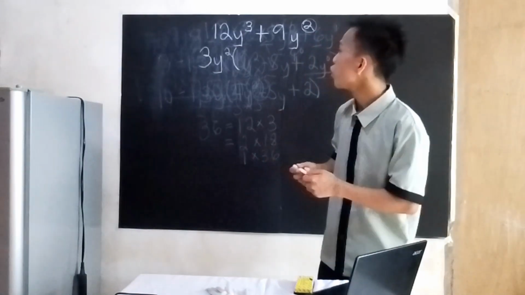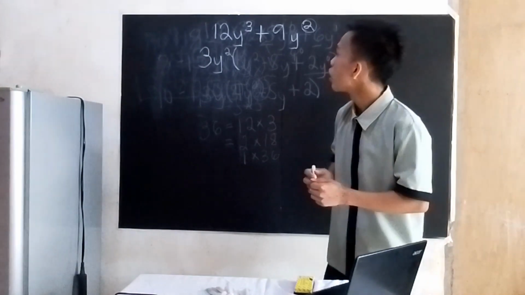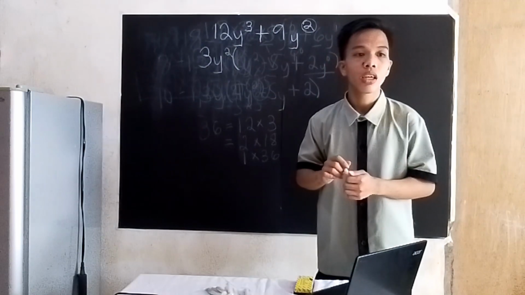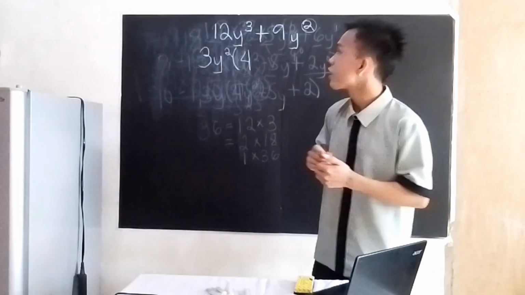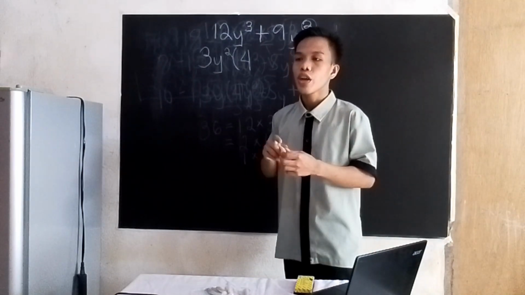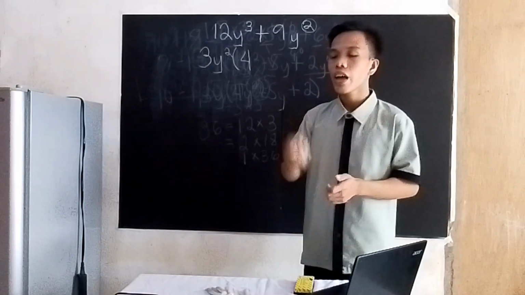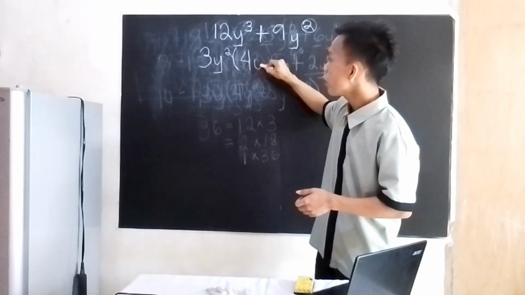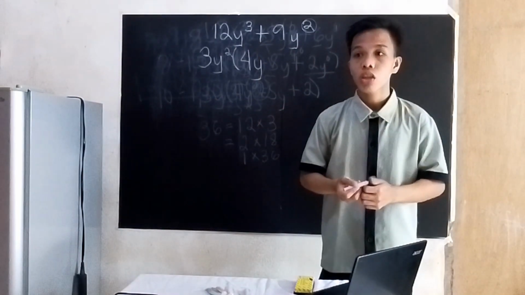That's right, so we are going to divide the expression by its common monomial factor. First, what is 12 divided by 3? That's right, so that will be 4. Next, what is y cubed divided by y? So, law of exponents. If we have the same bases, we are just going to subtract the exponents. So copy the variable, then subtract the exponent. What is 3 minus 2? That's right, so that will be 1.